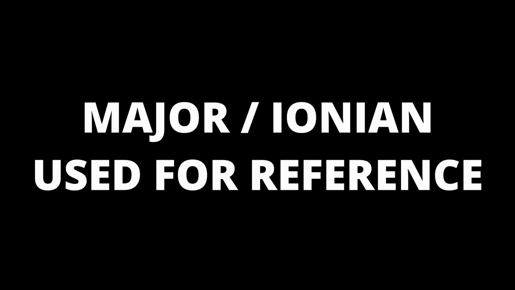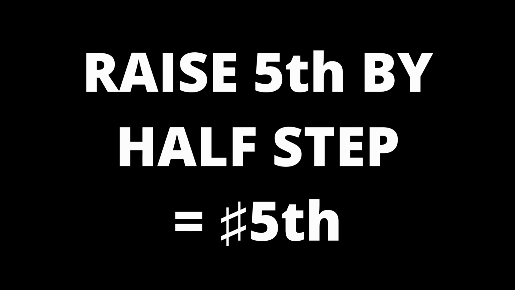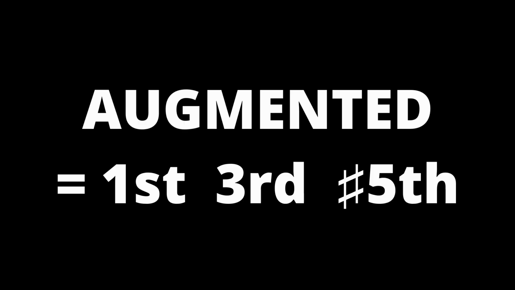Chords are created by using notes from a scale. We will use the major scale, also known as the Ionian mode, for our point of reference in this video. Major chords are created with 3 notes, first, third and fifth. To create an augmented chord, we take these 3 notes and raise the 5th note by half a step or a semitone. This gives us first, third and sharp 5th.